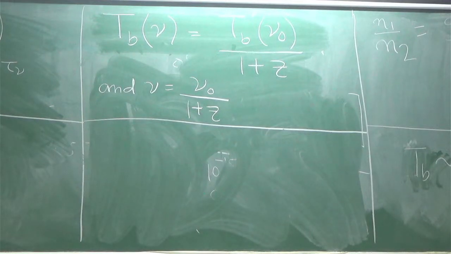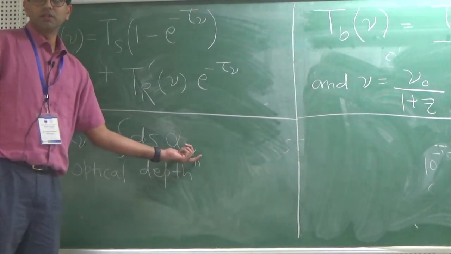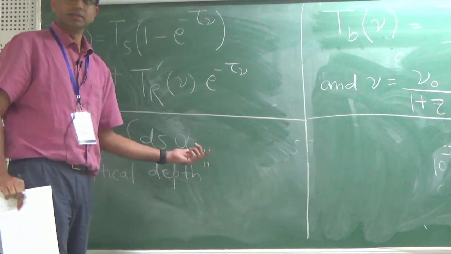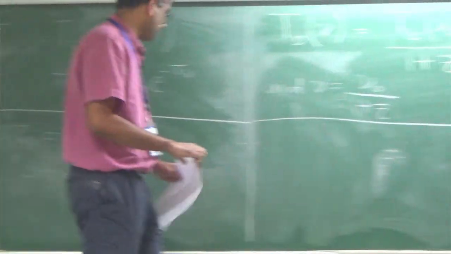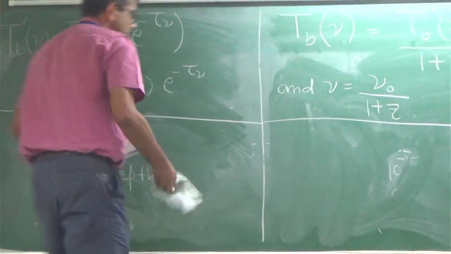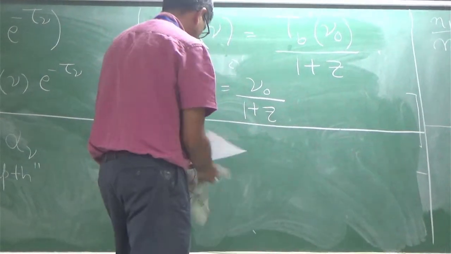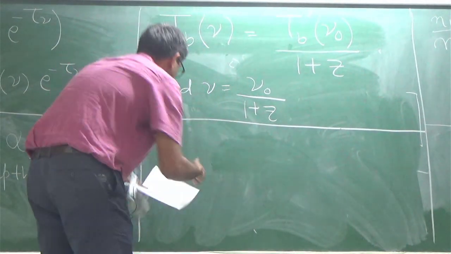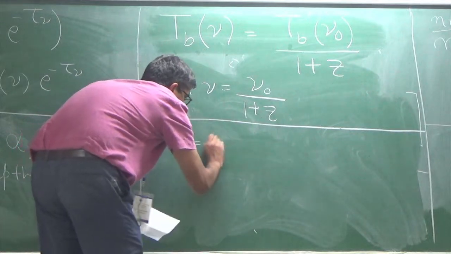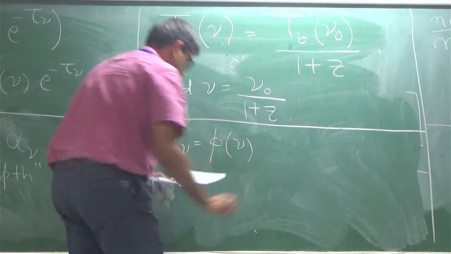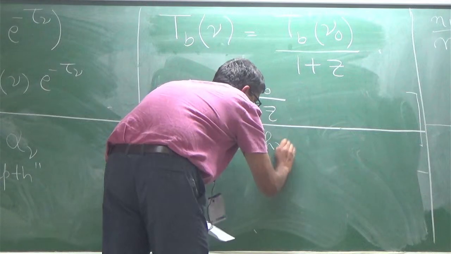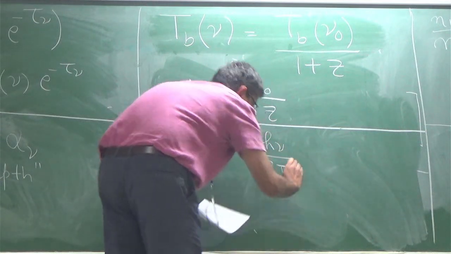Of course, I have written here the optical depth tau in terms of this alpha, and I just waved my hand and said that this alpha is related to the cross sections. But that's actually true, and I can explicitly write that down here as alpha nu equals h nu by 2 pi.